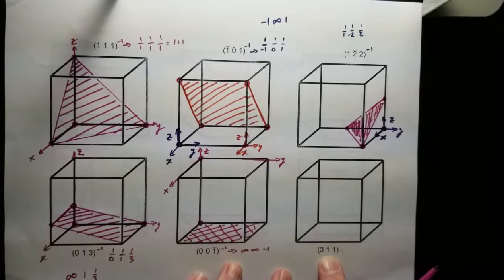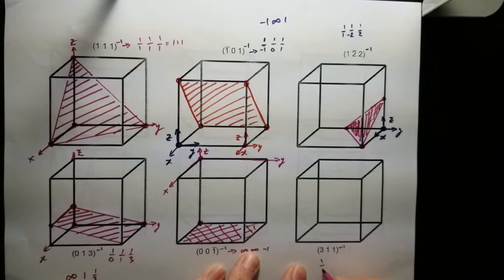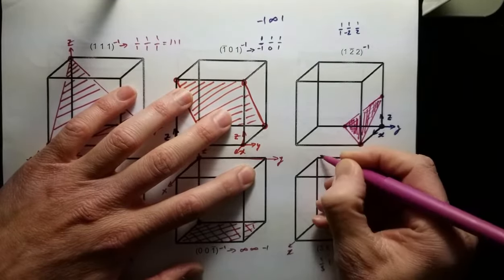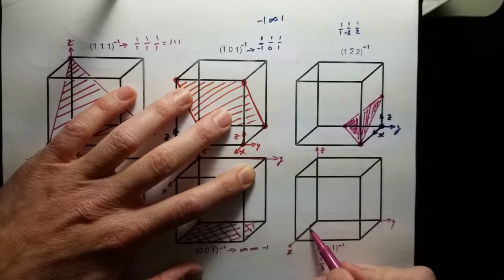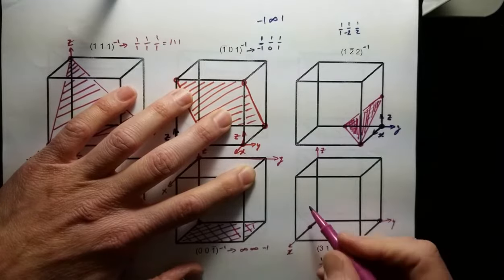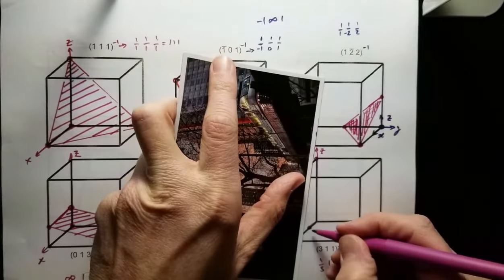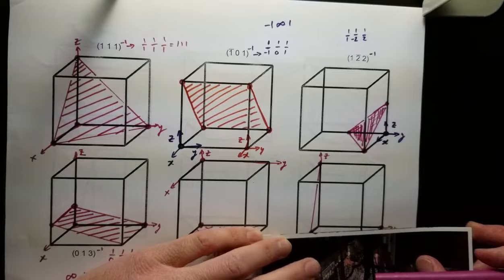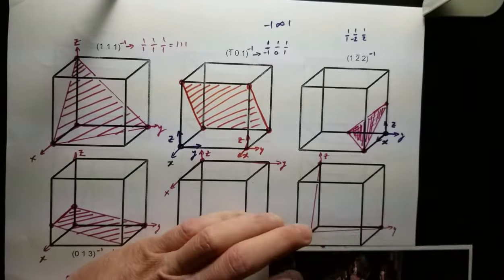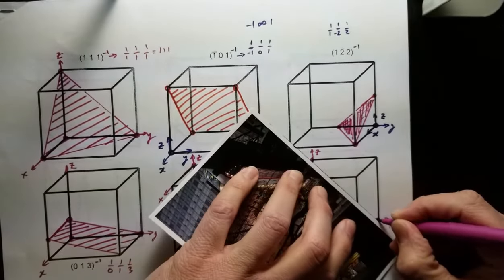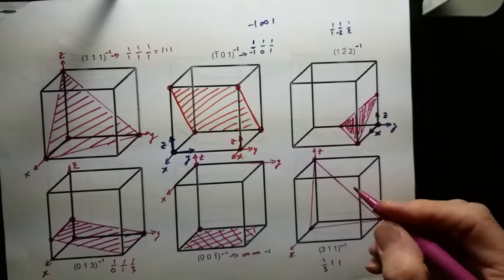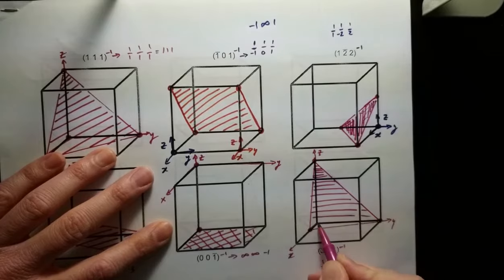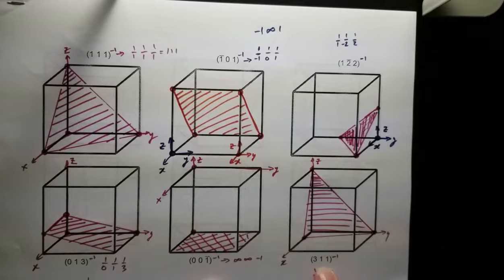And lastly, we'll go to 3, 1, 1. Taking the inverse, we get 1 third, 1, 1. Okay, we'll pick x, y, z. Crosses x at 1 third, about right there. Crosses y at 1. Crosses z at 1. Draw in our plane, our makeshift ruler. And this is our 3-1-1 plane.